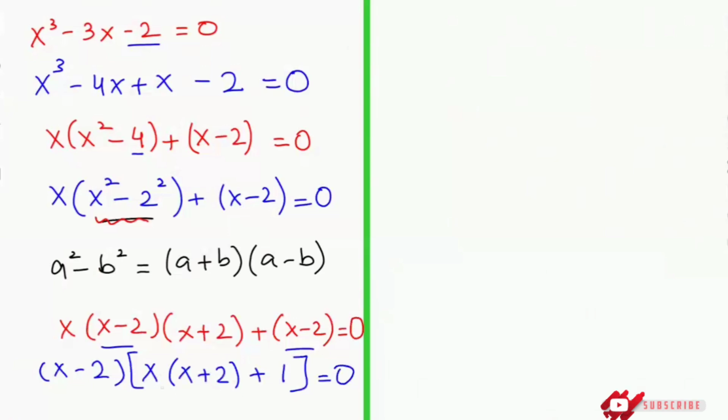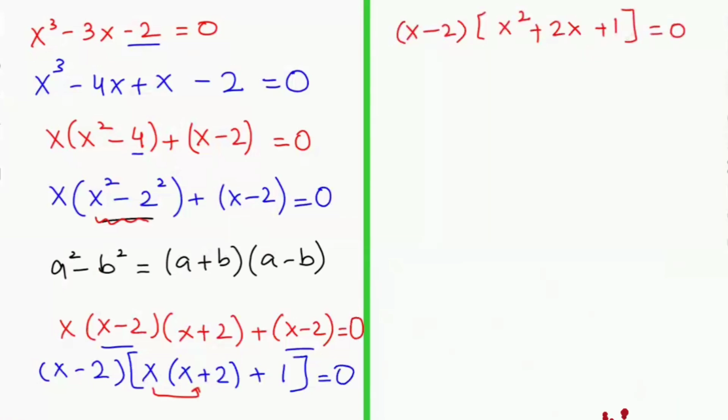Now I am going to multiply this x with this whole bracket. So this will turn to x minus 2 times x square plus 2x plus 1 is equal to 0. Now here we get two cases. x minus 2 is equal to 0. So here x is equal to 2. So here we get the first x value.